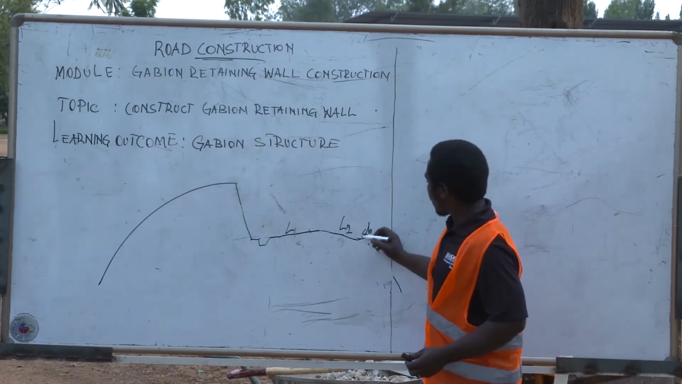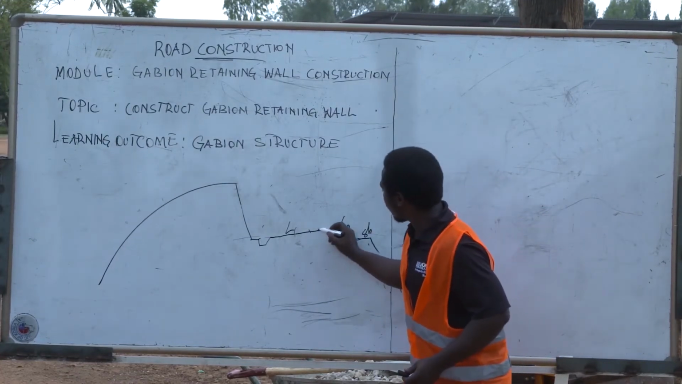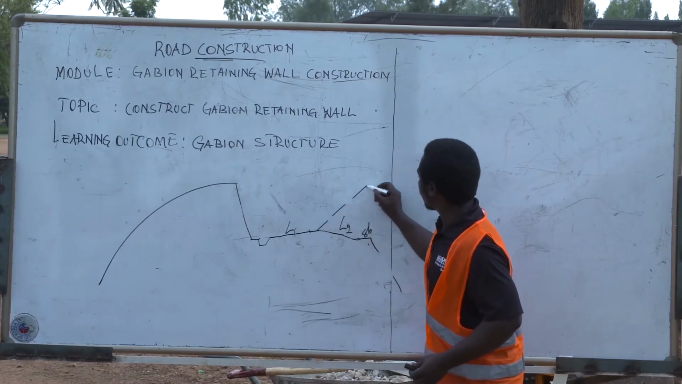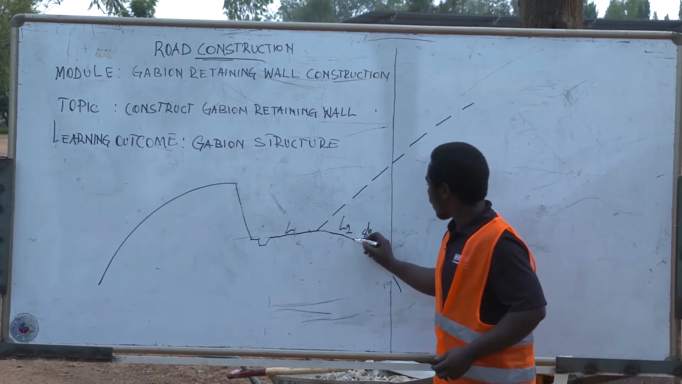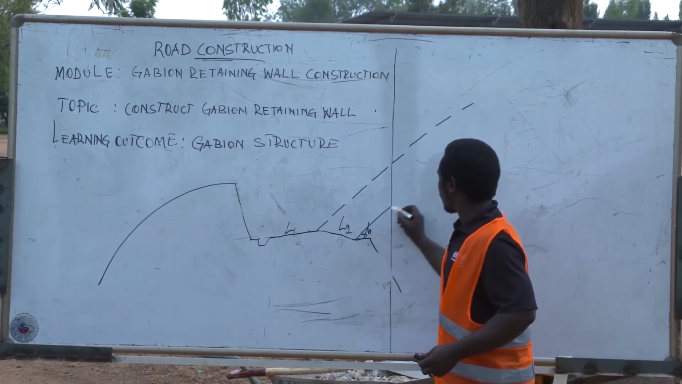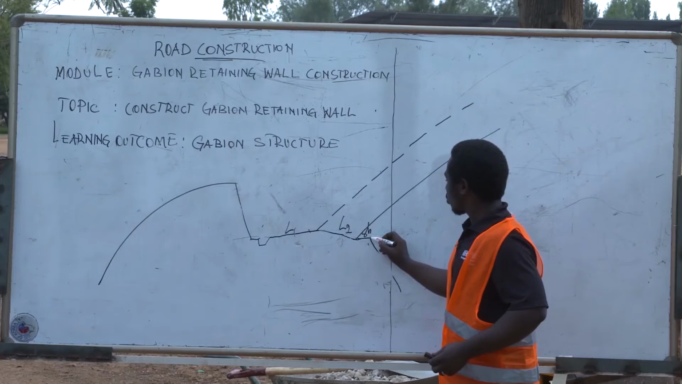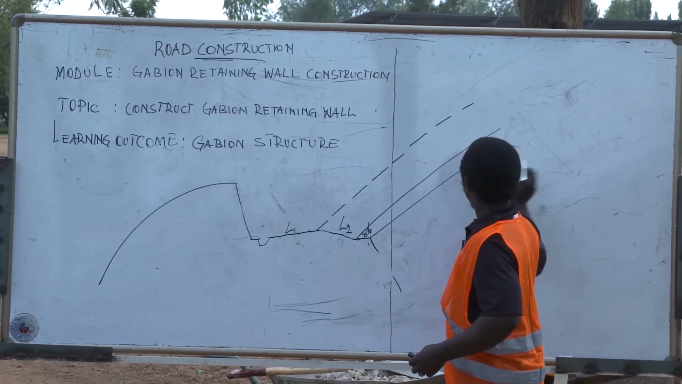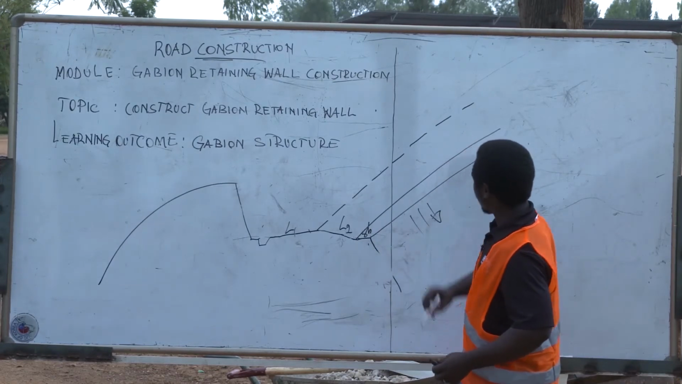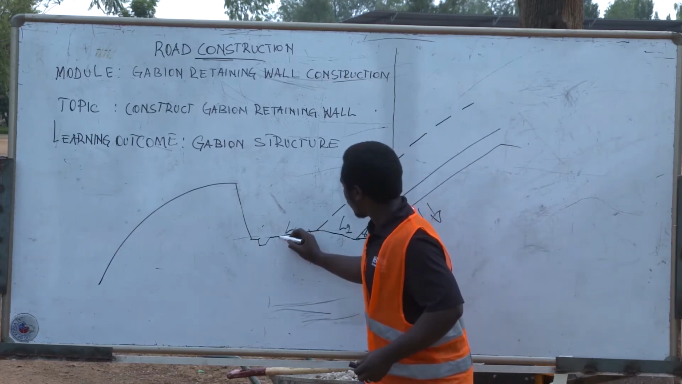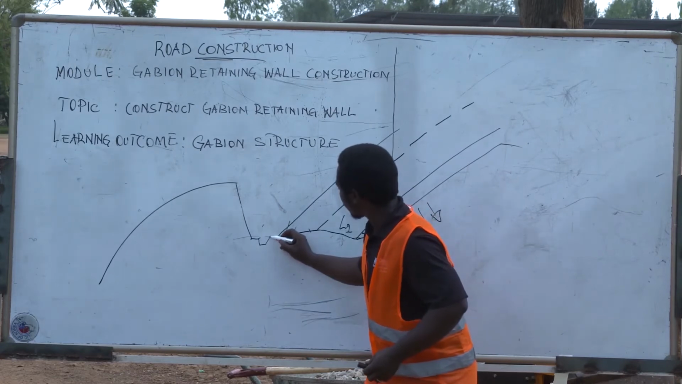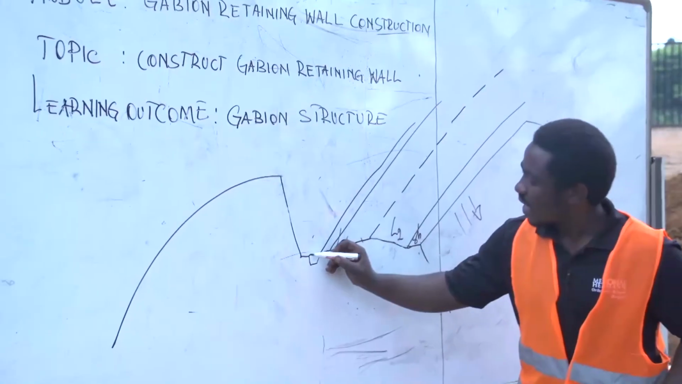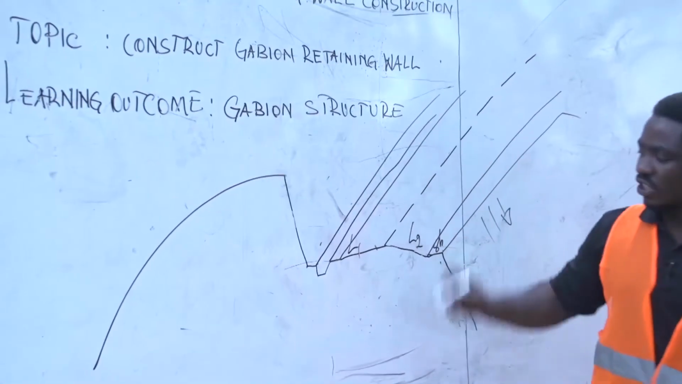Of course, this is the center line of our road. Center line of the road. This is the edge, the pavement edge. This is the shoulder. And this is the slope. Here also, here it is the edge of the pavement. Here it is shoulder. Here is a side ditch.